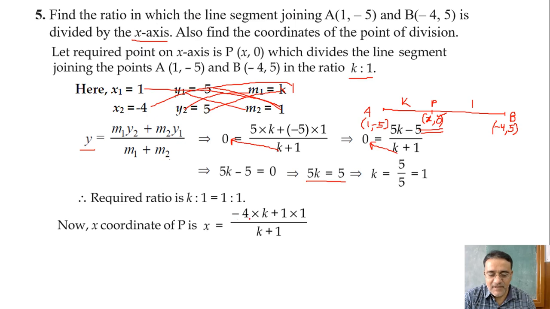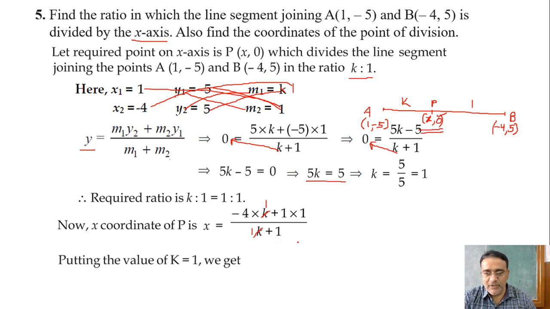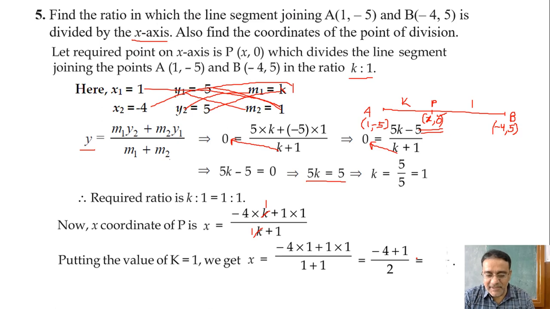OK, so here replace with 1, here 1, and here 1. So what will it become? -4 plus 1 upon 2, minus 4 plus 1 upon 2. Right, so minus 3 by 2. Hence, the required point is minus 3 by 2, 0.